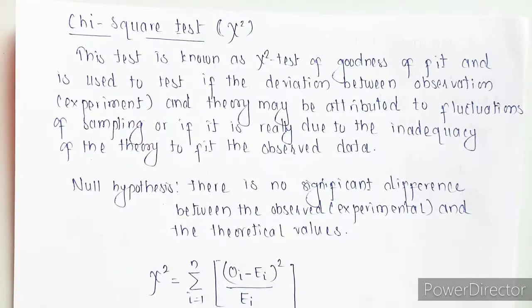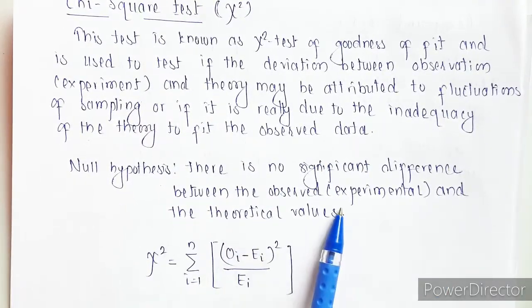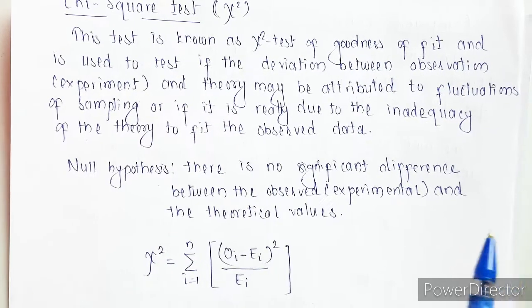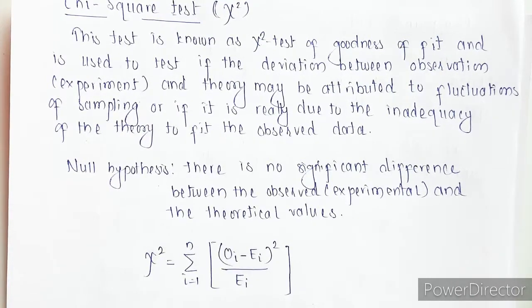Now in this case, the null hypothesis is that there is no significant difference between the observed and the theoretical values. So we are assuming that there is no difference between the observed values and the theoretical values. The alternative hypothesis will be that there is a difference between observed values and the theoretical values.